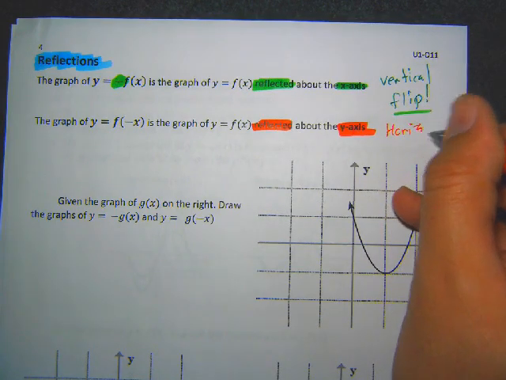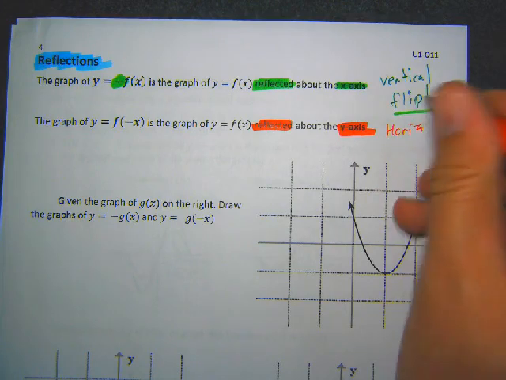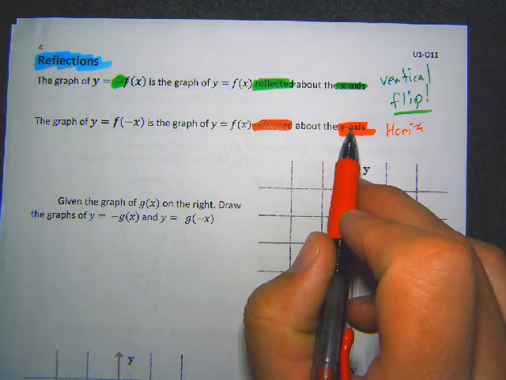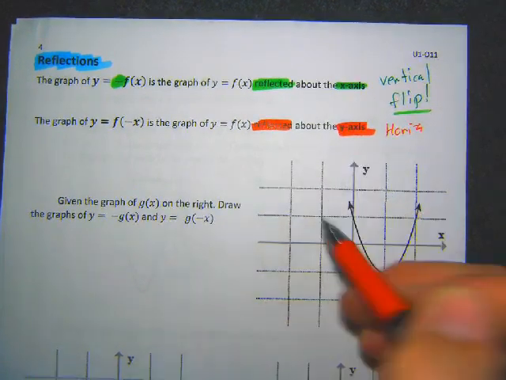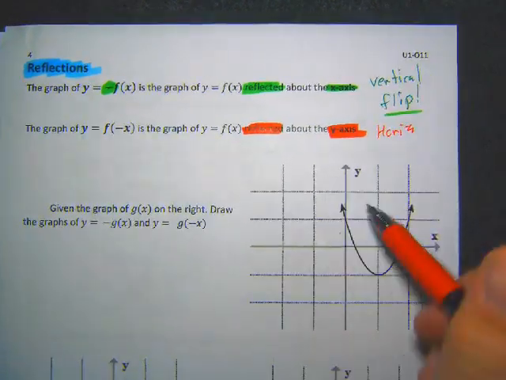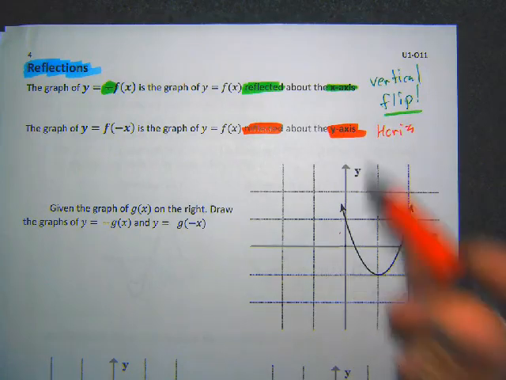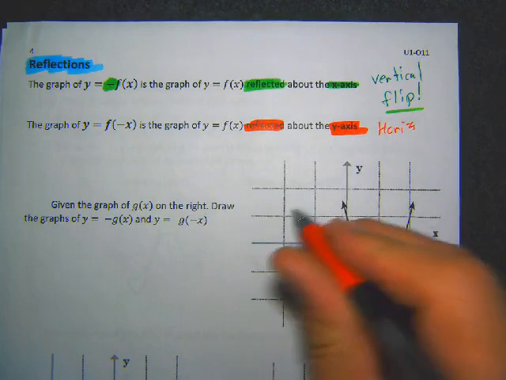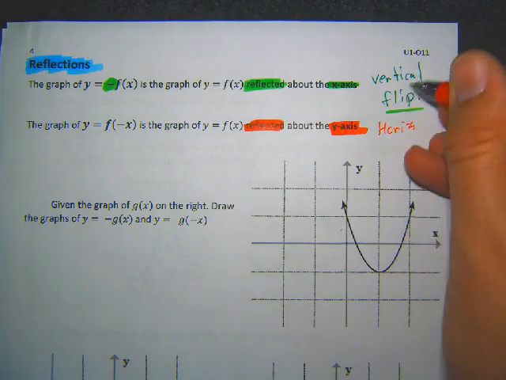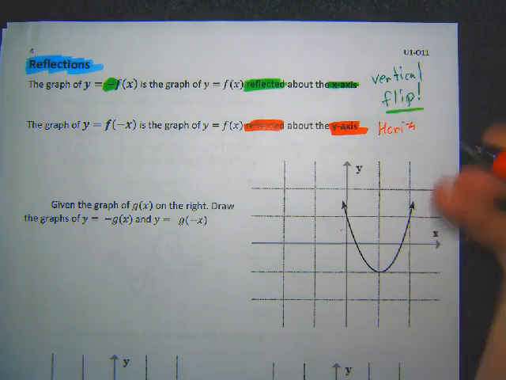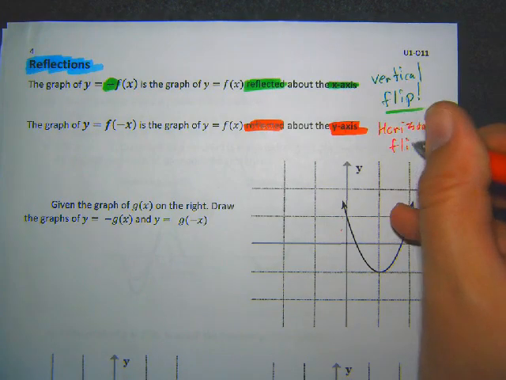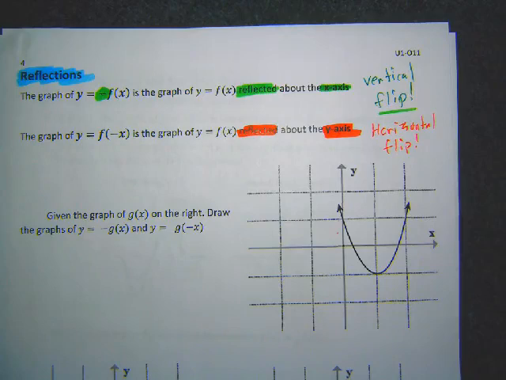Your book doesn't really call them horizontal and vertical flips, but I like the fact that they match up. Your book will always refer to the axes, which is a good thing to remember, because they always flip over the axes. They don't just flip willy-nilly. They always have to flip over an axis. But I like to think of flips over the y-axis as horizontal flips and flips over the x-axis as vertical flips.